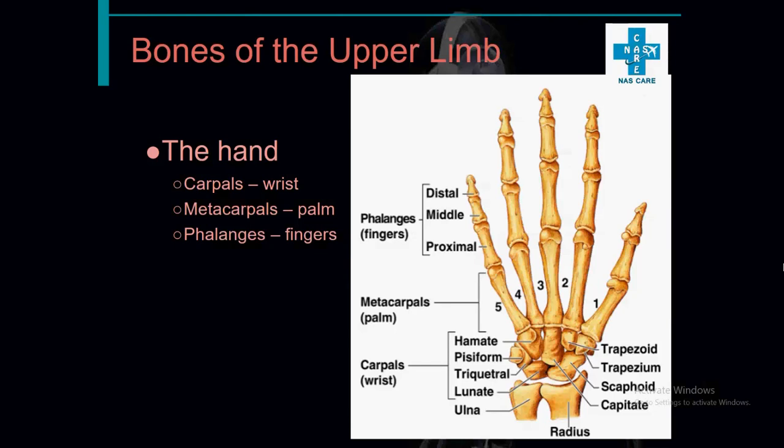The hand is divided into the carpals, metacarpals, and phalanges. Carpals, wrist, metacarpals, palm, phalanges, fingers. Look, our fingers here: distal, middle, and proximal. We have the metacarpals, 5, and the carpals, the other name is wrist. Hamate, pisiform, triquetral, lunate, ulnar, radius, trapezoid, trapezium, and scaphoid, and capitate.